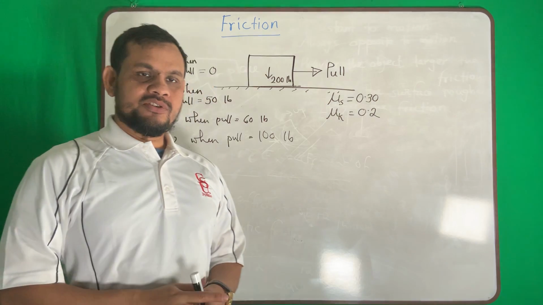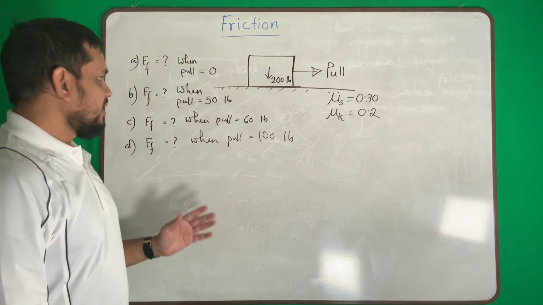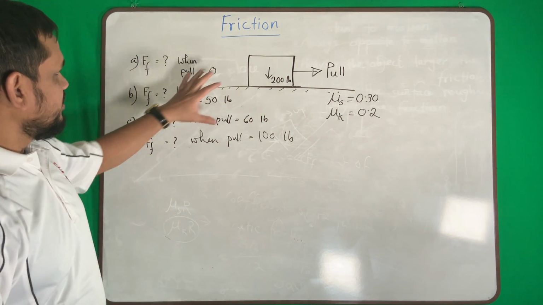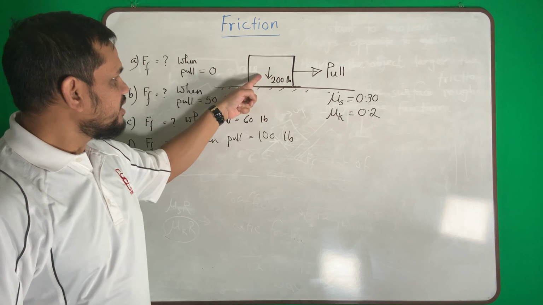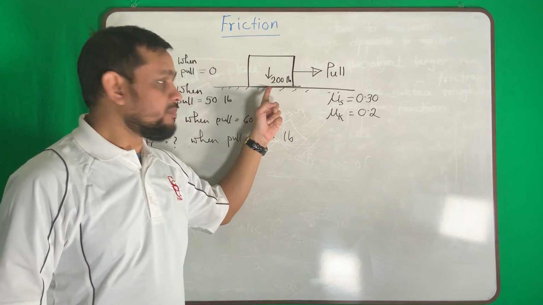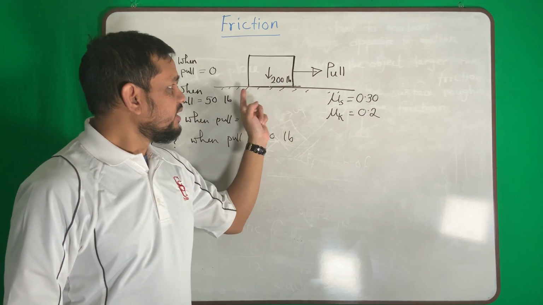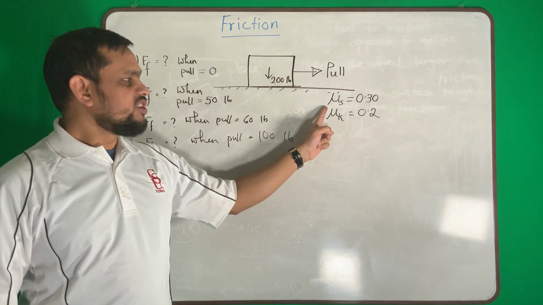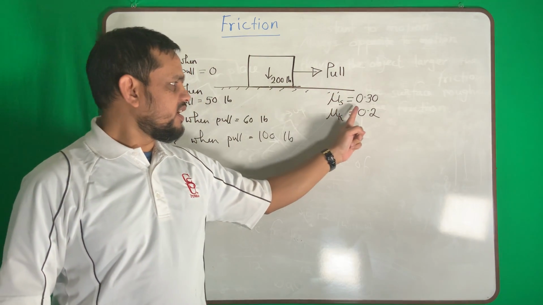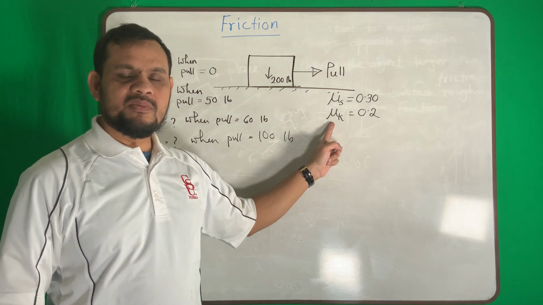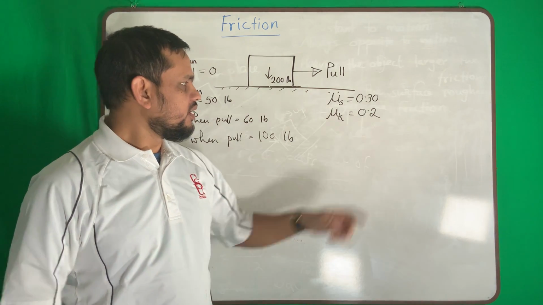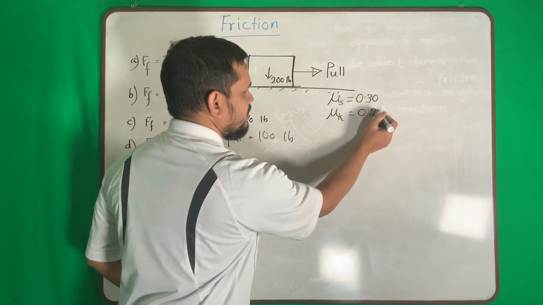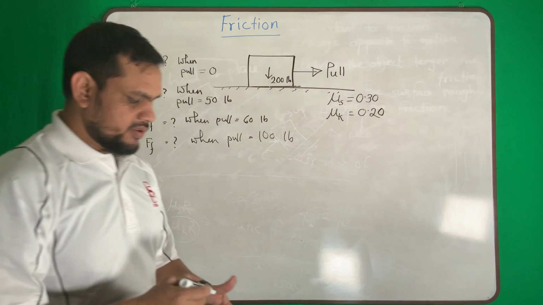This time I will solve an example of surface friction. So this example is here. The weight of this block is 200 pound and I will pull it that way. My coefficient of static friction is 0.30. Coefficient of kinetic friction is 0.2 or 0.20. Whatever you say is okay.